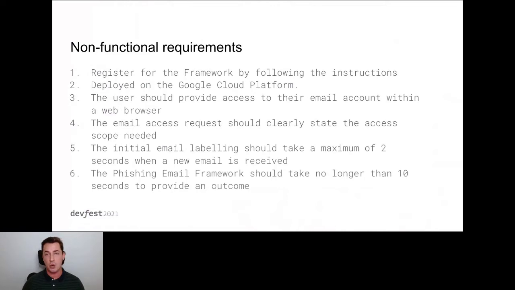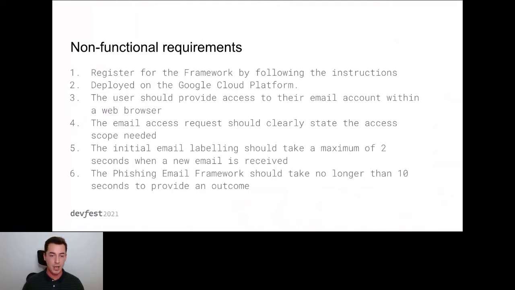And the initial email labeling should take less than 2 seconds. This is just a general thing, and it is actually quite good to be less than 2 seconds, because when the user receives an email, it pops up in the inbox, and they are already in the inbox, or they have it open in the web browser. We need to be able to label that, because they should not click on that link before we have told them that it's pending. And in the best scenario, it should take no longer than 10 seconds to provide an outcome.